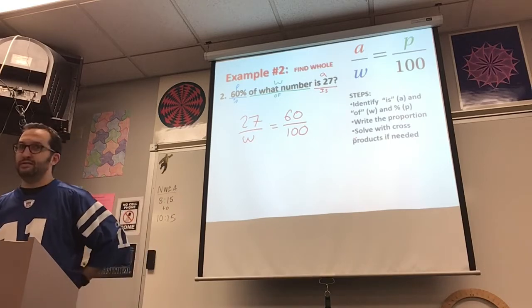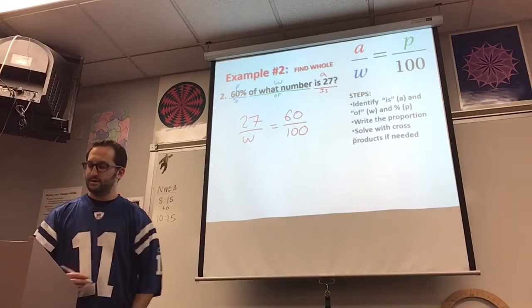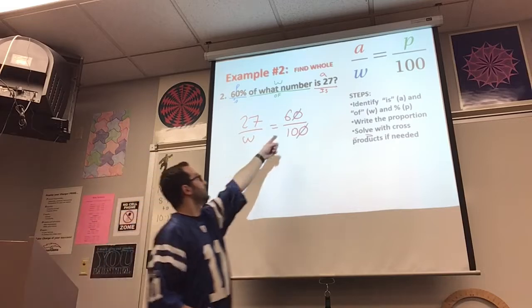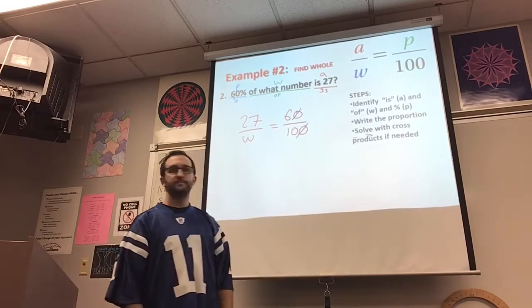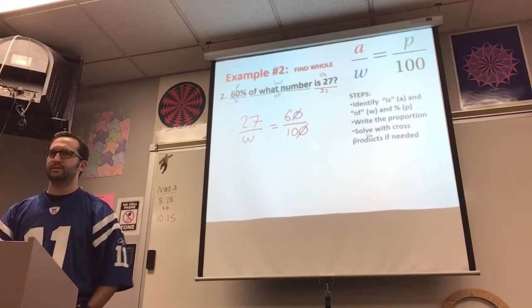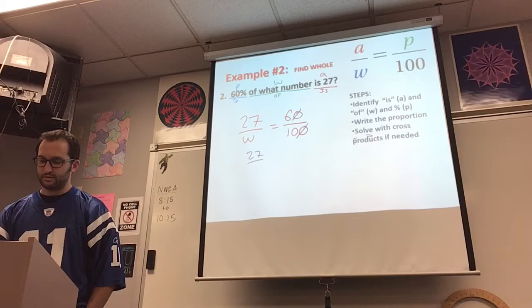60 over 100 could be 3 over 5. We're going to do this one without a calculator. Okay? So 60 over 100, I instantly see this. Do you see that those zeros can cancel? 6 over 10. 6 over 10 simplifies to 3/5.